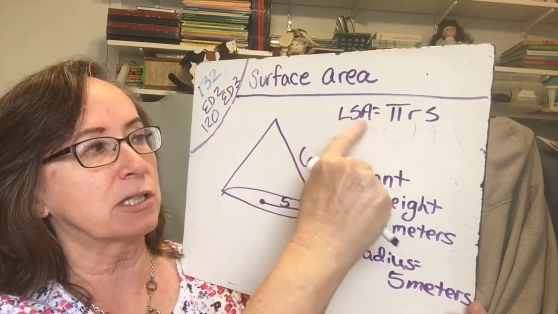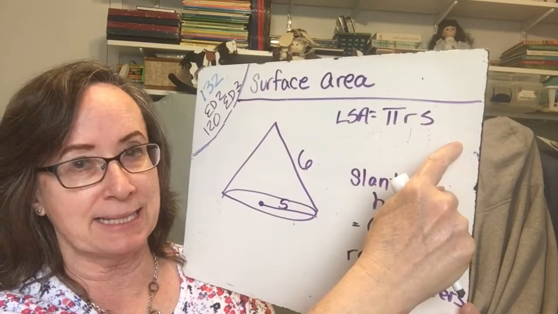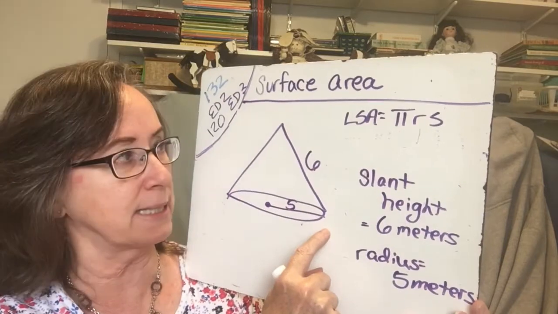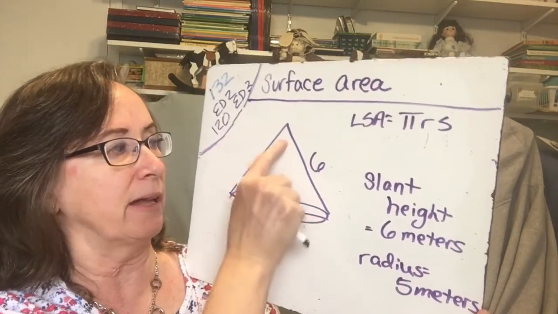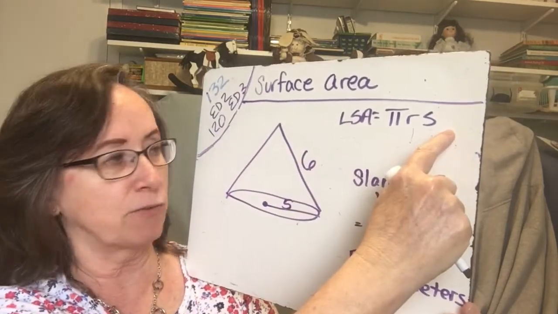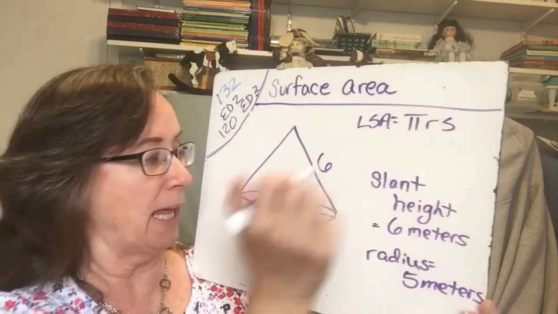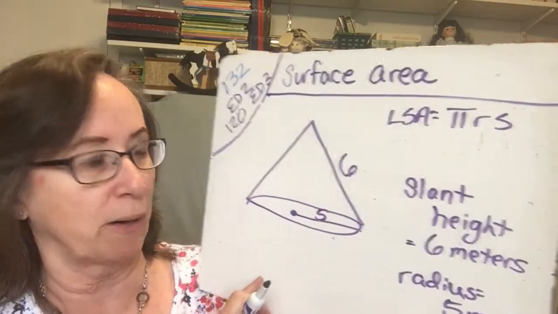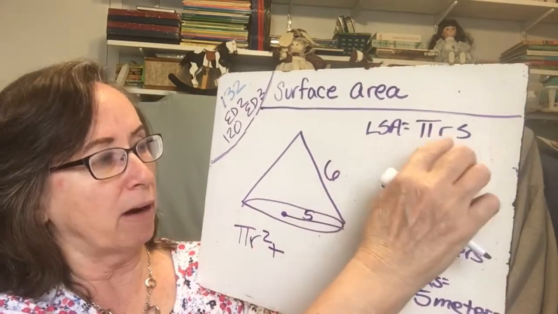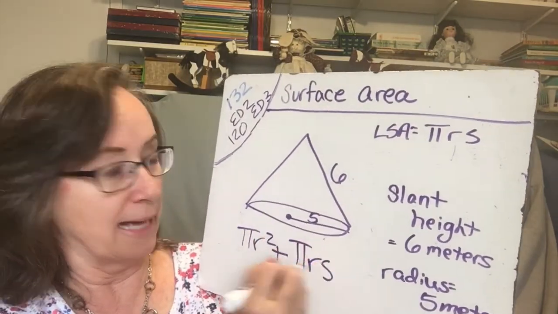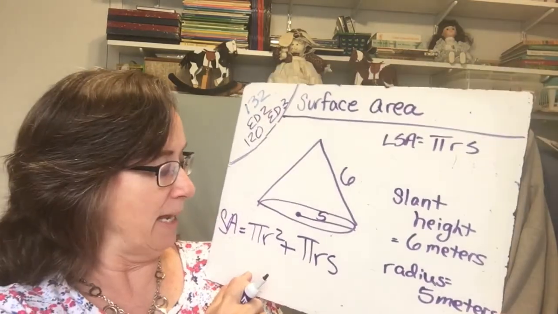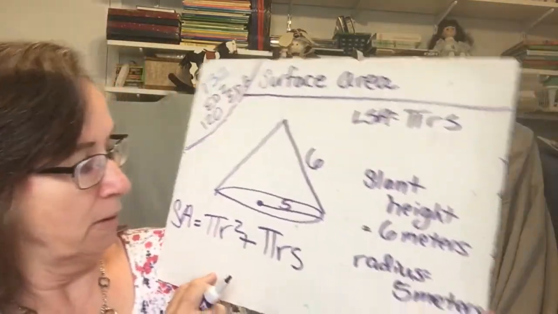But remember, the lateral surface area of a cone is pi rs, where s is the slant height and r is the radius. So that means this area all the way around the cone is that formula. We're going to add this plus the area of the base, which is pi r squared. So we're going to have pi r squared plus pi rs. Pi r squared plus pi rs is the total surface area. Okay, so now we're going to figure out what this is.